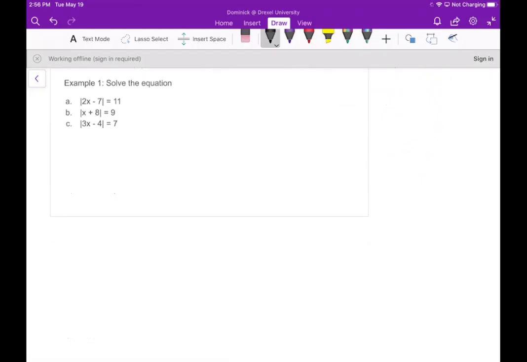So here in part A, we have absolute value of 2x minus 7 is equal to 11. Now, my absolute value is already by itself on one side, and it's equal to a positive number. So that means that the thing inside, 2x minus 7, is either equal to positive 11 or 2x minus 7 is equal to negative 11. Right? So now we just solve each of these.